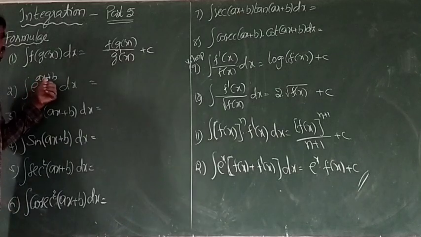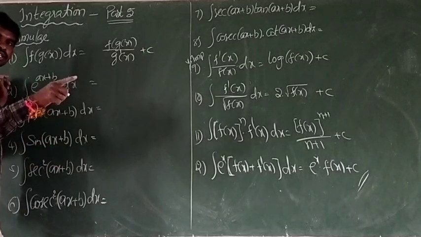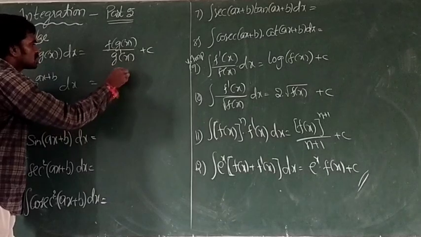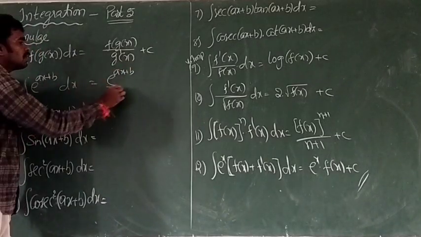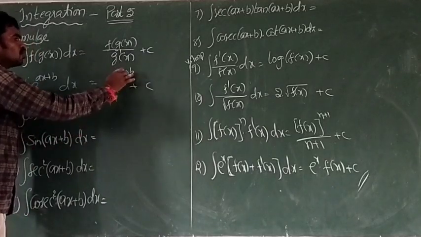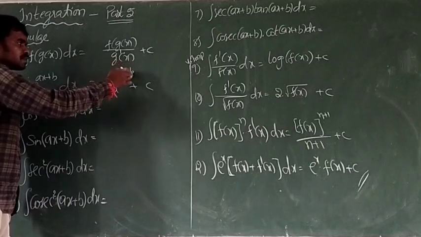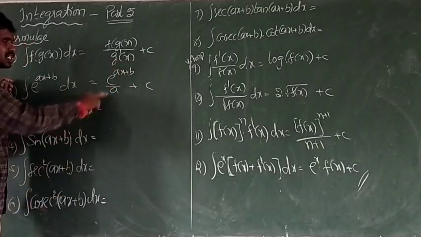Integration of e power of ax plus b dx is equal to... What is integration of e power x? E power x only. What is the integration of e power ax plus b? Means same e power ax plus b. What x coefficient is there? Some a is there. Divide by a, write down. Don't think about this constant term. Even if it is present or absent, no problem. Whatever x coefficient is there, divide by that.